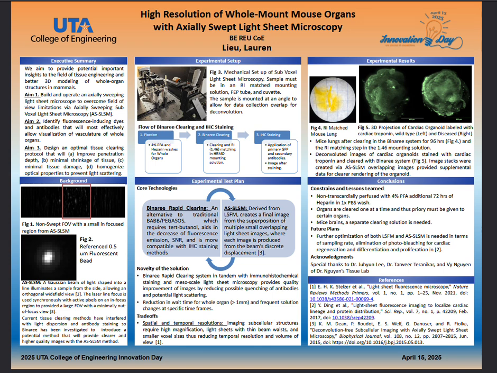Some constraints, though, are that the organs were not transcardially perfused, and the organs are cleared one at a time. Mouse brains also must have a separate solution, and further optimization is needed in order to improve sampling rate, eliminate photobleaching, and to better see myocardial cell regeneration and differentiation.